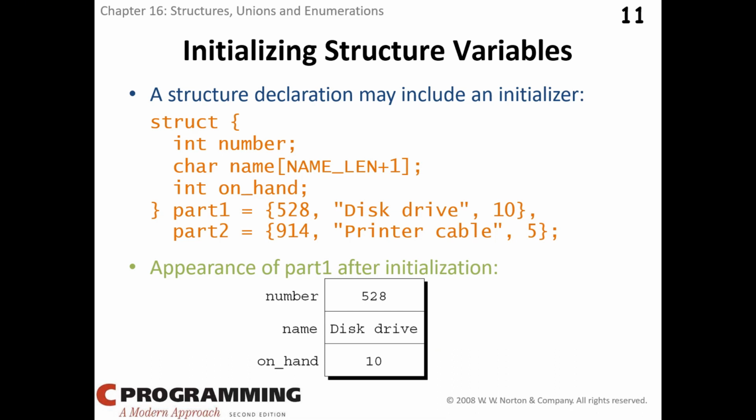Here each structure variable is followed by an initializer enclosed in curly braces, and within the braces we provide values for each member of the structure, separated by commas. For part1, the values 528, disk drive, and 10 are assigned to its number, name, and on-hand members respectively. And part2 is initialized with values 914, printer cable, and 5 for its members. After this initialization, part1 will contain the values we specified, and the same will happen to part2 of our program.